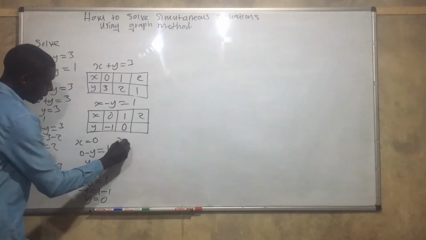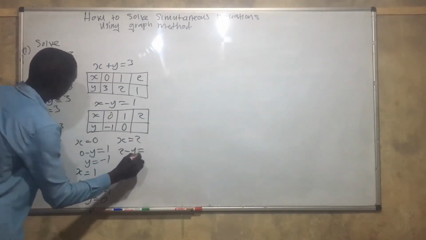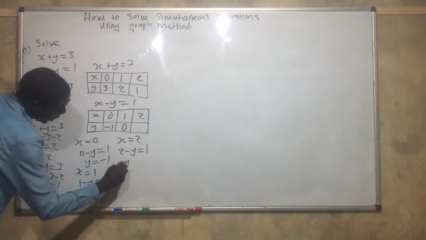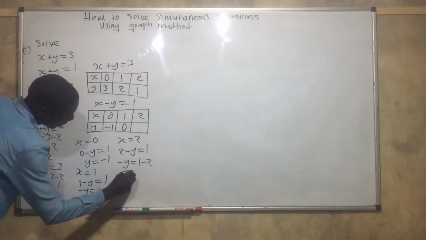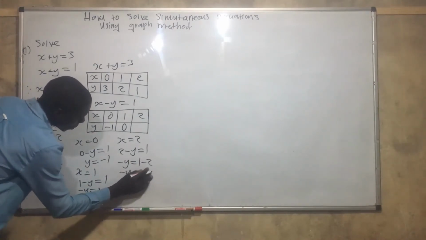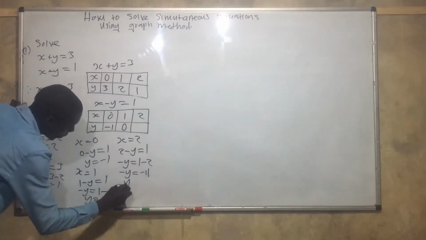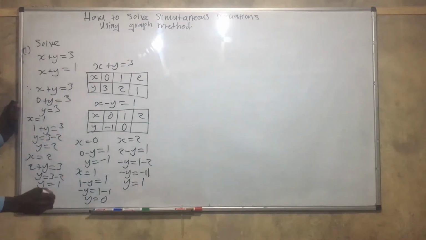Then what if x is equal to 2? It will be 2 minus y is equal to 1. Then negative y is equal to 1 minus 2. Then negative y is equal to negative 1, because it's 1 minus 2. Then y will be equal to positive 1.